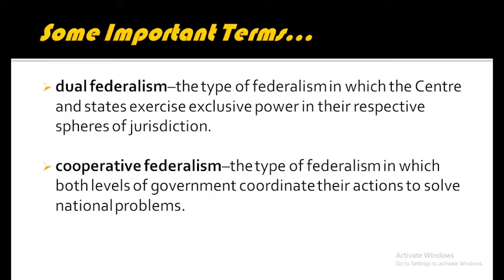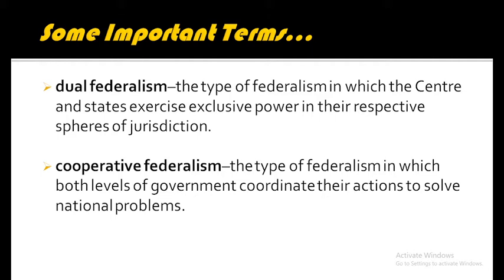Dual federalism is the type of federalism in which the center and states exercise exclusive authority in their respective spheres of jurisdiction. In other words, in a dual federalism, the center and state have their own spheres of jurisdiction and they cannot interfere in each other's jurisdiction.